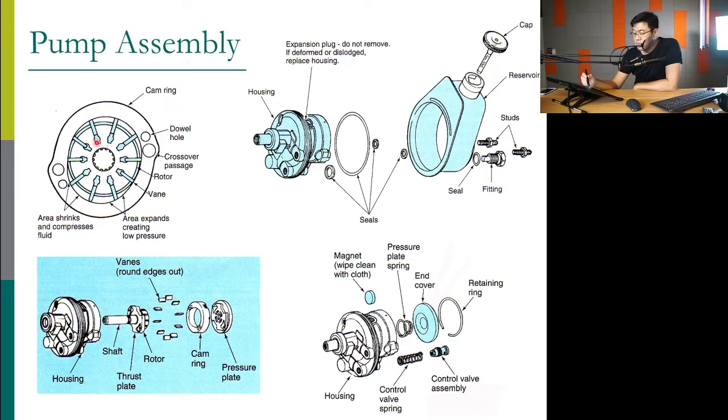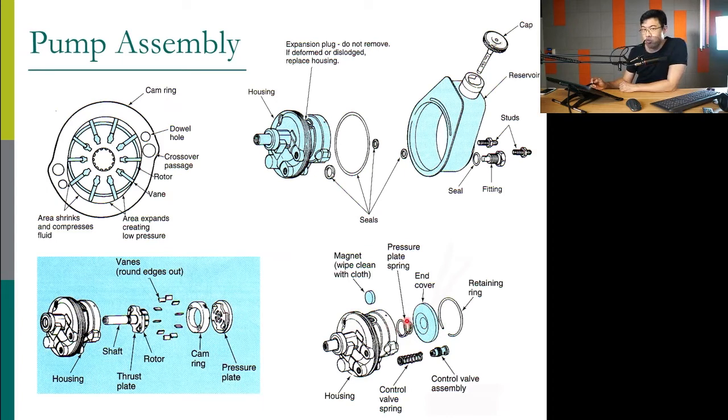The pump has an outer rotor, which they call the cam ring, an inner rotor, and all these vanes. All of this is combined in the housing, and we have a pressure plate with a spring in the back.